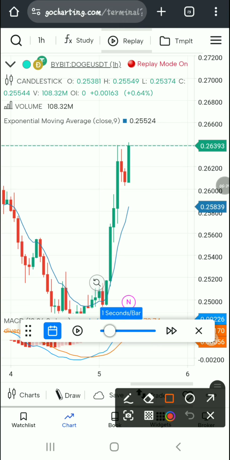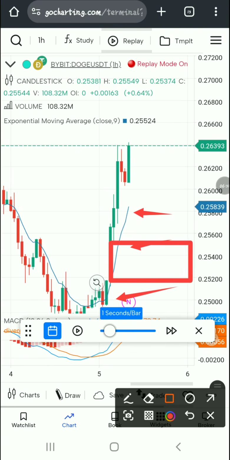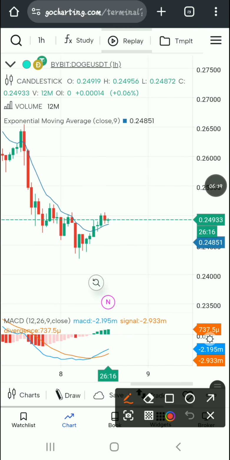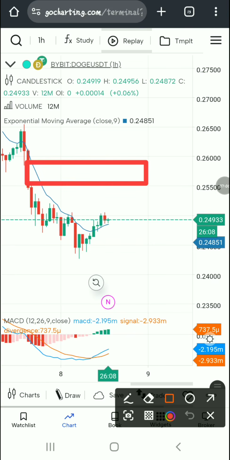The first candle, second candle, and third candle. If you notice, you're going to see that there's a space in between the first candle and the third candle. Now this is what we refer to as fair value gap. And on a bearish scenario, the fair value gap looks like this. As you can see, there's a gap between the first candle and the third candle. Now this is your imbalance in the market.